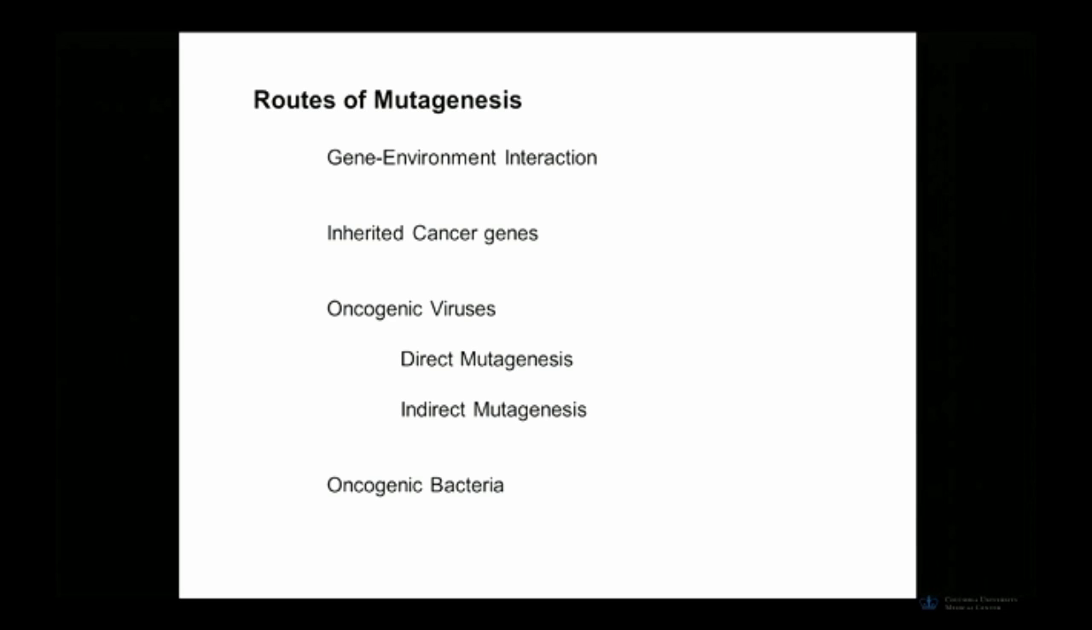Okay. So what are some of these mechanisms for mutagenesis, meaning the genesis or the development of mutations that can cause malignancy? By far the most common route to mutagenesis is this very nebulous thing that we call gene-environment interactions. And this is the idea that there's something in the environment that is altering genes, leading to mutations, and leading to malignancies.